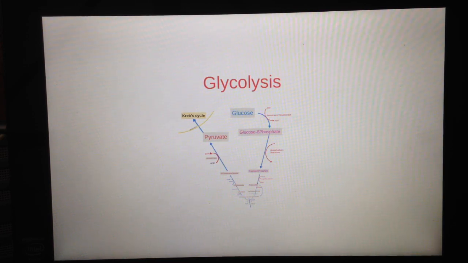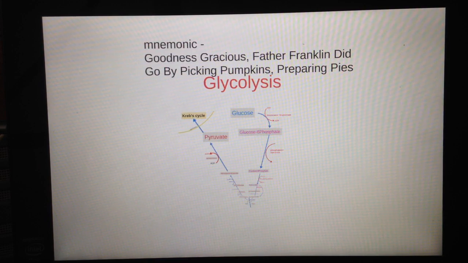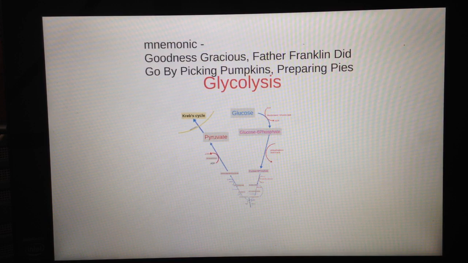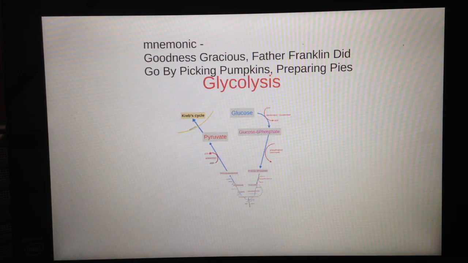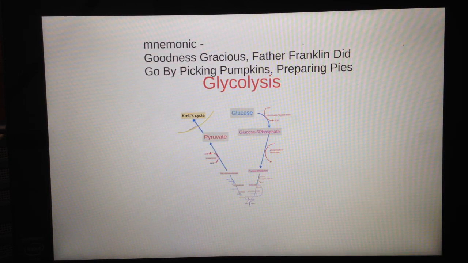I'm going to be using a mnemonic, which is this one. Goodness gracious, Father Franklin did go by picking pumpkins, preparing pies. This is actually a mnemonic for each step of the glycolysis. Let's try and look at it together with the mnemonic.